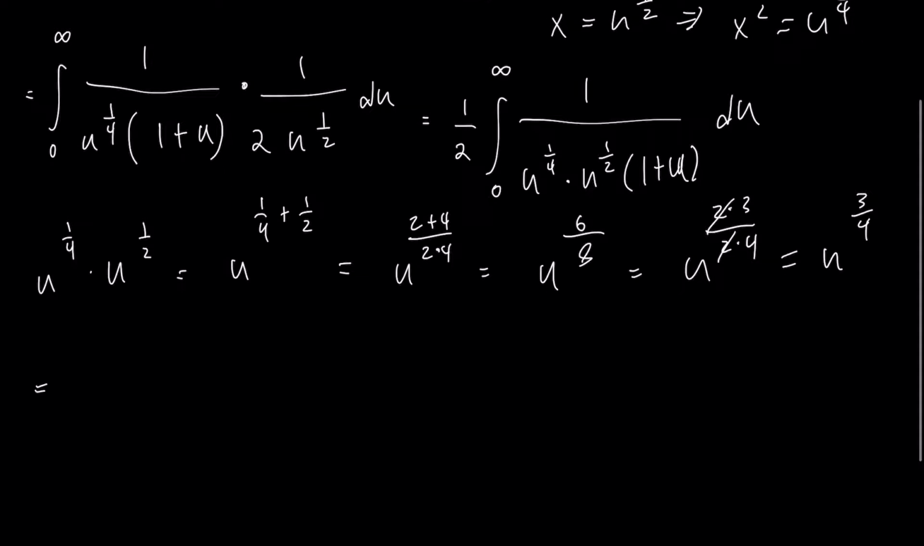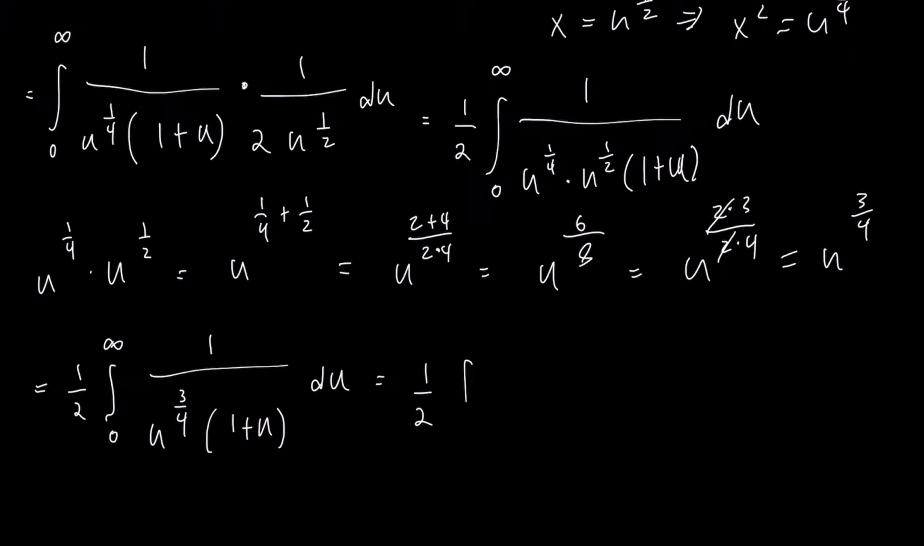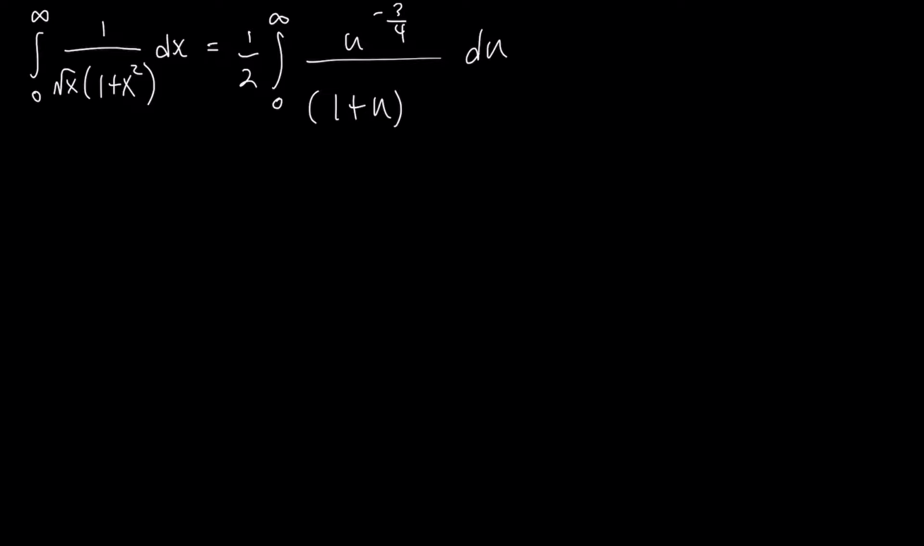So this is equal to 1/2 the integral from 0 to infinity of 1 over u to the 3/4, 1 plus u du, and we can rewrite this as 1/2 the integral from 0 to infinity of u to the -3/4 divided by 1 plus u du. So we just showed that the integral from 0 to infinity of 1 divided by the square root of x times 1 plus x squared dx is equal to 1/2 the integral from 0 to infinity of u to the -3/4 divided by 1 plus u du.